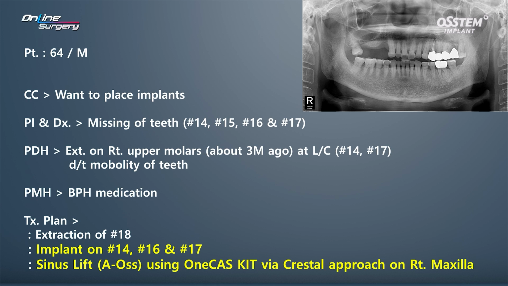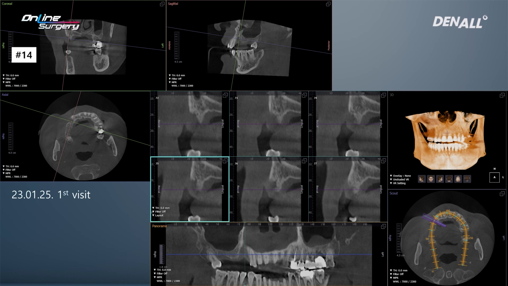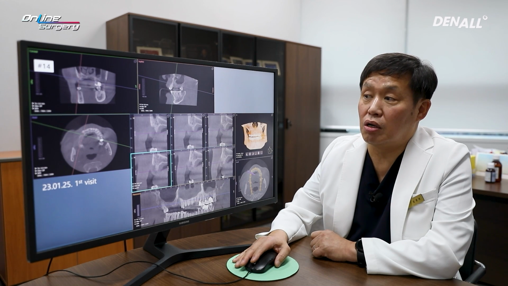The plan was to use OneCAS kit and do crestal approach for sinus lift. CT scan shows a significant buccal wall defect in position number 14. GBR using collagen was deemed necessary here. Yes, Osstem could be used, but in this case, this is a contained defect where there's bone in the anterior and posterior area. Therefore, collagen would suffice.